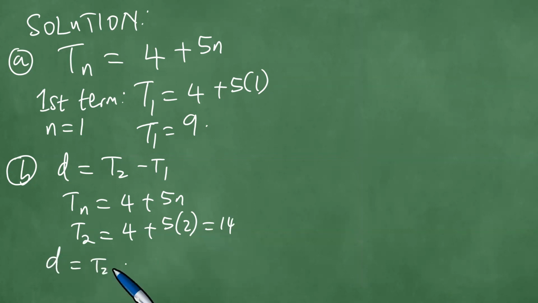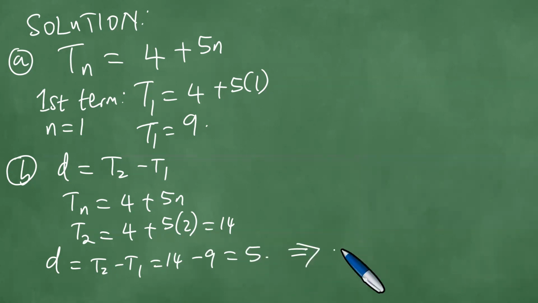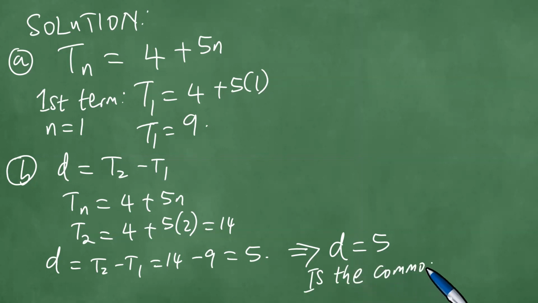The common difference is T2 minus T1. T2 is 14 minus T1, which is 9. Okay, what is 14 minus 9? It's 5. And this means that D equals 5 is the common difference.